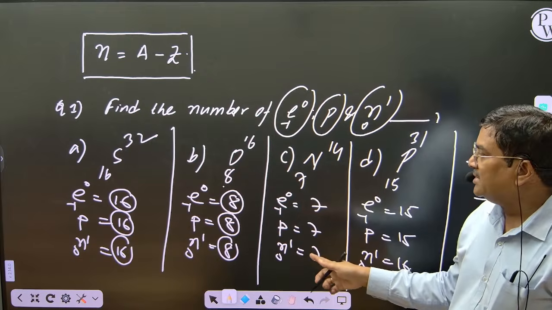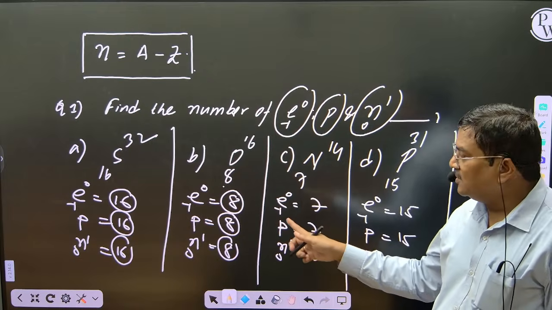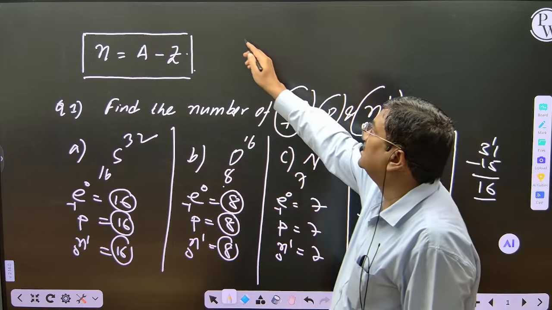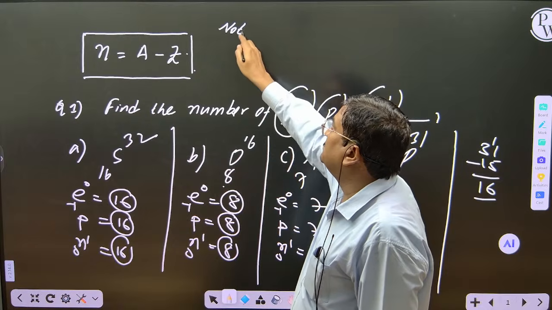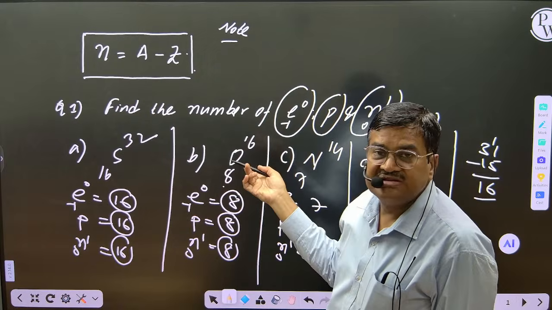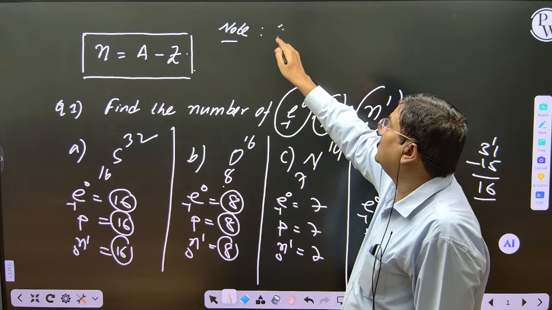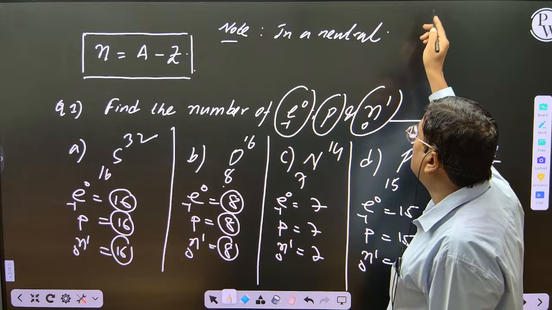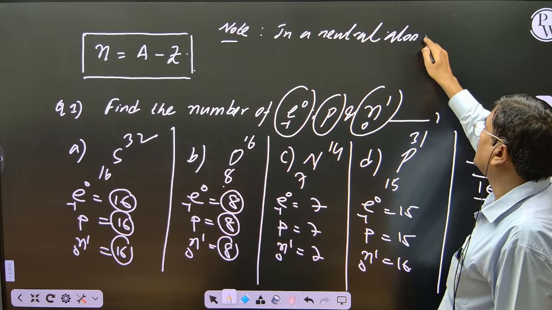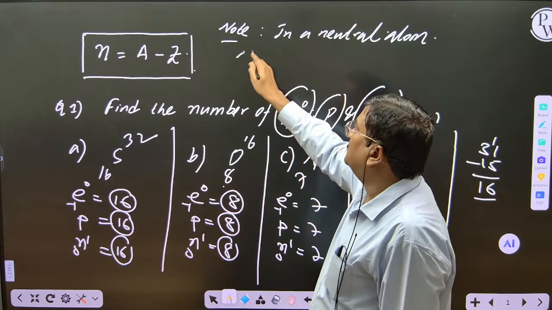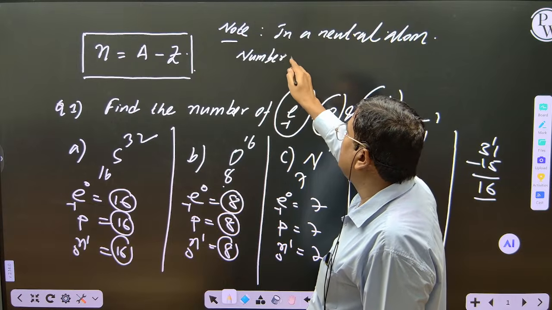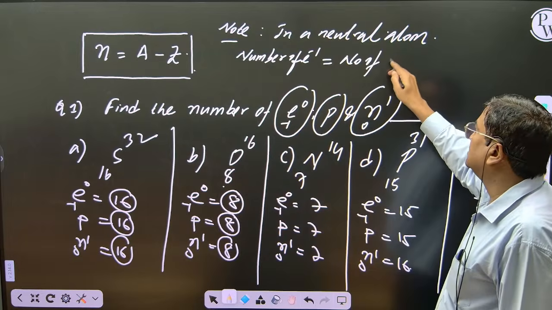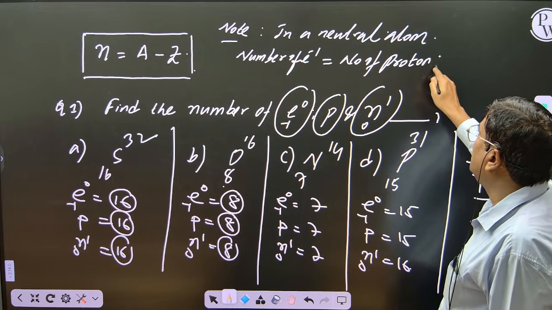Simple, no? So the point you have to catch: in a neutral atom, how many electrons will be there? The same number as protons. So make a note. What is meant by a neutral atom? Not bearing any charge. So in a neutral atom, the number of electrons and protons remain the same. Electrons will be equal to the number of protons. You should make a note.